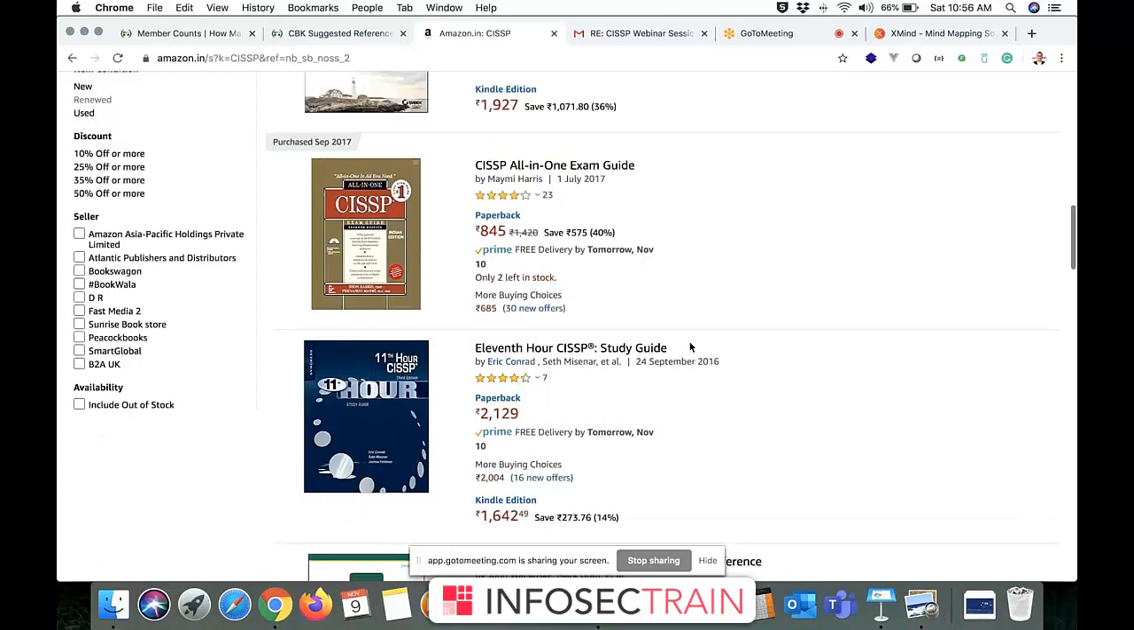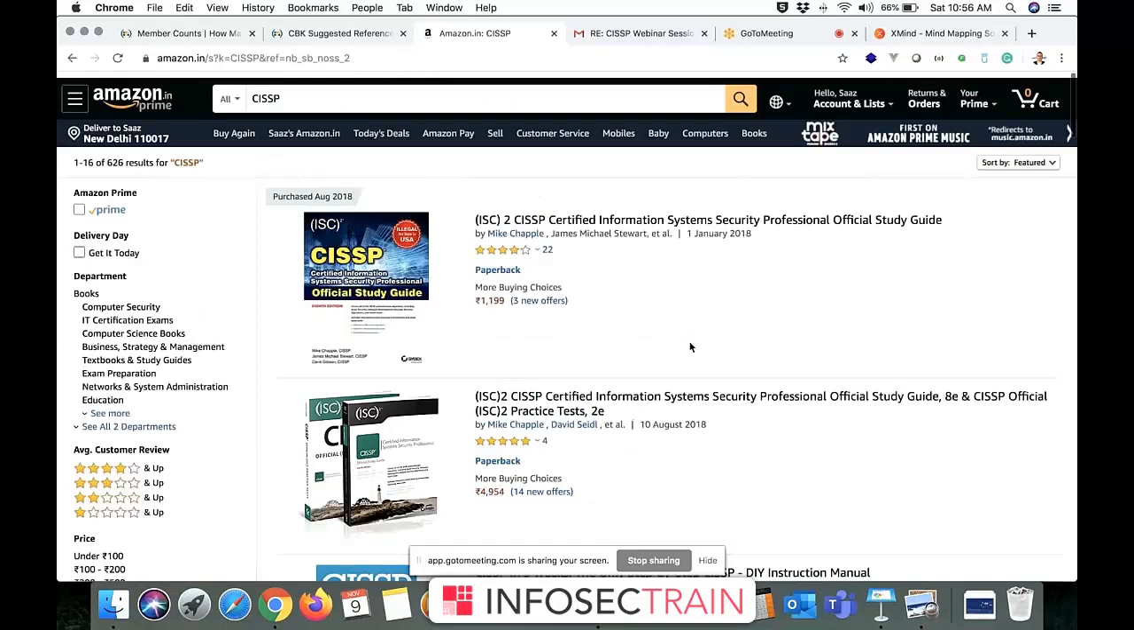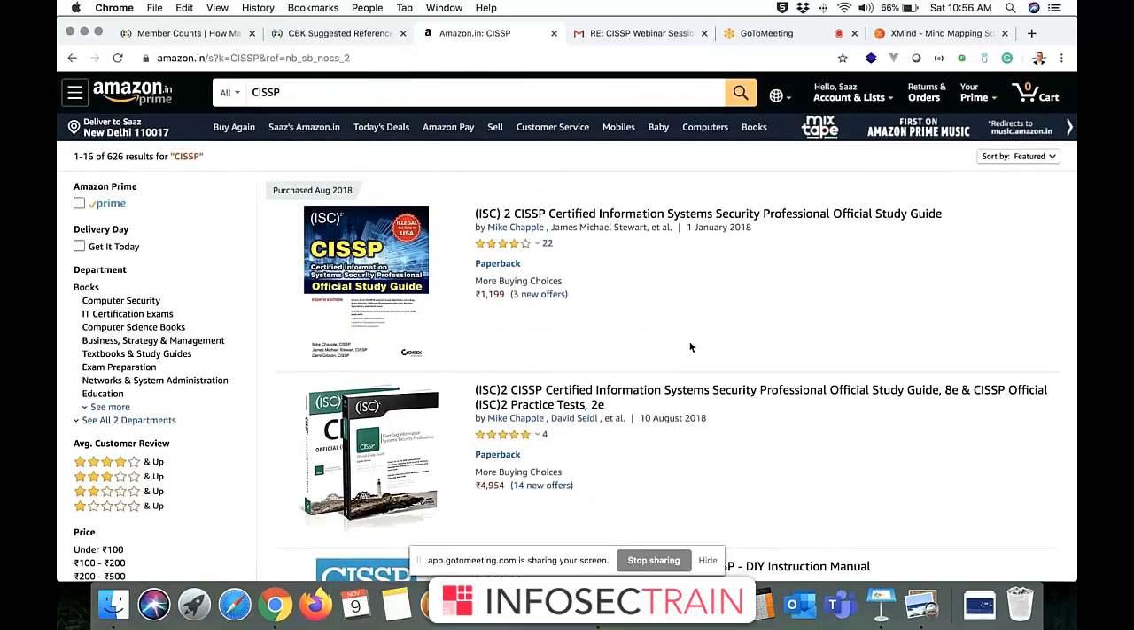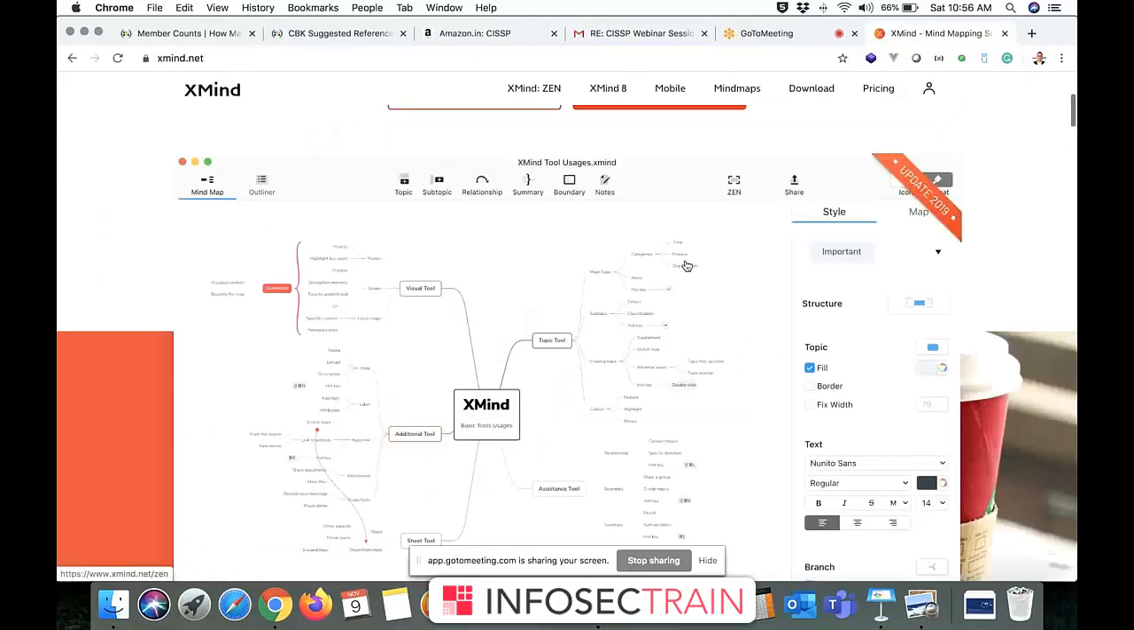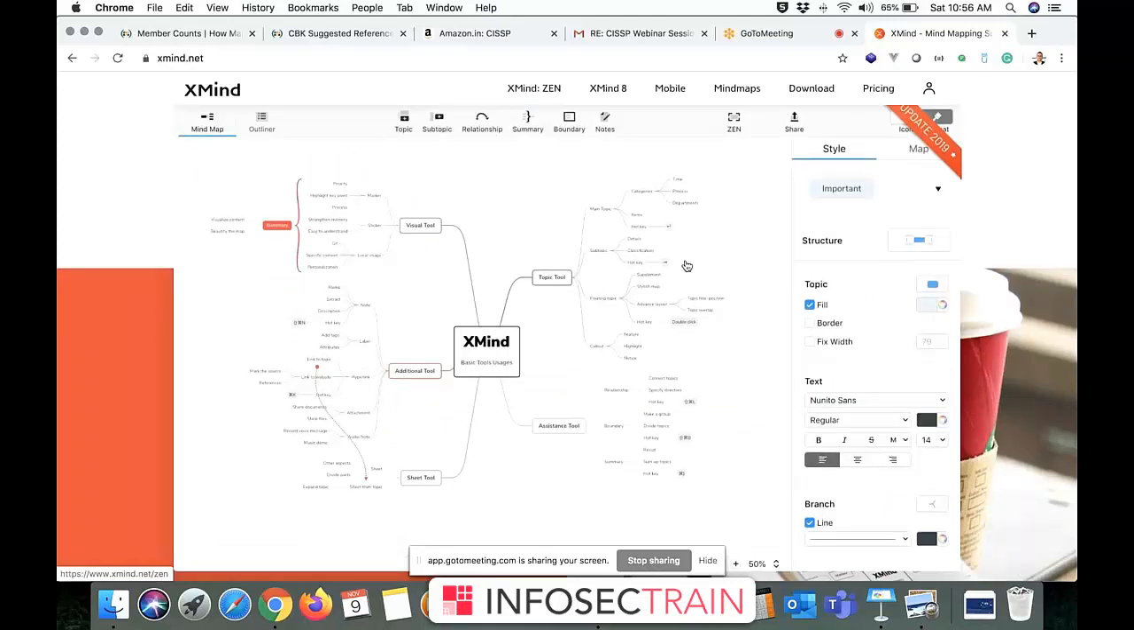So those are the books. Again, just to give you a sense of it, we can talk about it later on in more detail. And one more, this is XMind, which I personally like. This is for the mind map that I talked about earlier on. They have this free version, which has limited features but works really well. So you could probably use this as well.